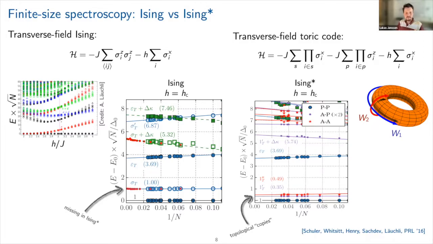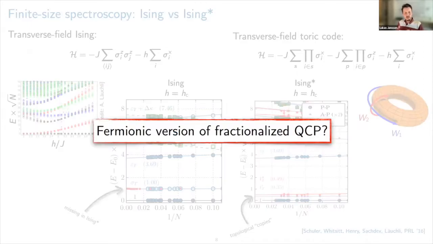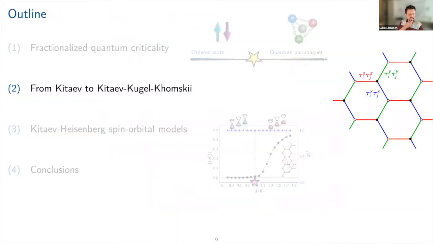And the point of this talk really is: can we find a fermionic version of such fractionalized quantum critical points? We do know, of course, conventional fermionic quantum critical points, Gross-Neveu type quantum critical points, and we would like to ask the question, can we find a fractionalized version of that? And I will argue that this is possible in a spin-orbital generalization of the Kitaev honeycomb model. So before I go there, are there any questions so far?